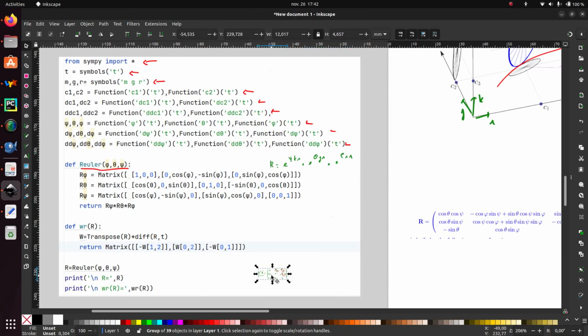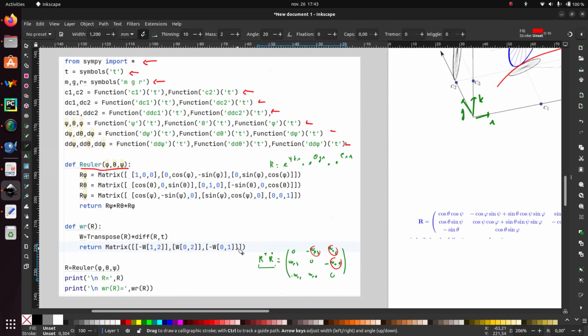Then I recall here that I have to compute R transpose R dot. So this one is computed here. I use symbolic differentiation with respect to t, and then I extract the three entries of this matrix that give me the vector omega r, the rotation vector. Then I will print them.